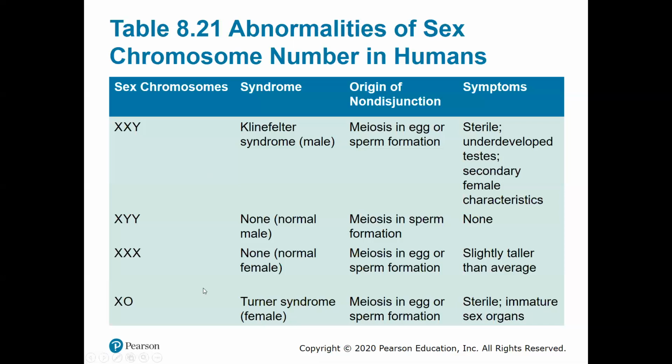Now, the occurrence rates of these abnormal chromosome numbers are actually much higher than you think. Some of these occur in 1 in 1,000 males or 1 in 1,000 females. And a lot of individuals can have abnormal sex chromosome numbers and never even know it. You can go your whole life without ever knowing that you have an extra chromosome if it doesn't affect your development, and many times it doesn't. Just because a female is born with Turner syndrome doesn't mean she's always going to be sterile or have immature sex organs, and that's true for all of these individuals. Just because you are a male and have Klinefelter syndrome doesn't mean you're going to be sterile or have undeveloped testes. These are just the common symptoms that are seen in these individuals.